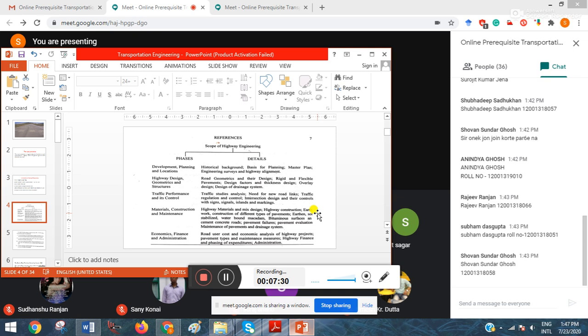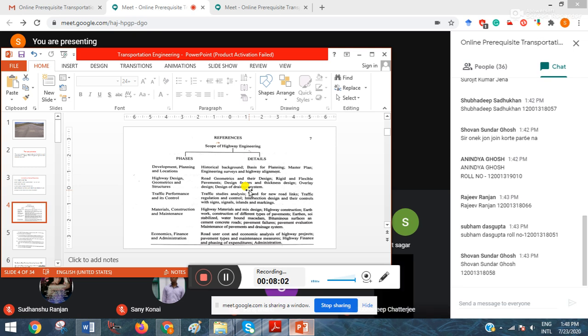There are many other special aspects which are not included in the general layout given in this reference figure, the scope of highway engineering. They are problems related with development and construction of hill roads, roadside development including landscaping, road architecture and arboriculture. Arboriculture is the science of scientifically cultivating trees and plants.